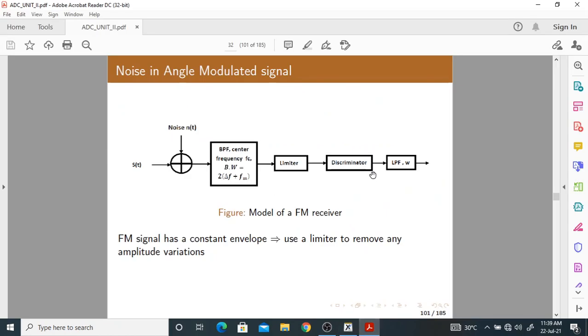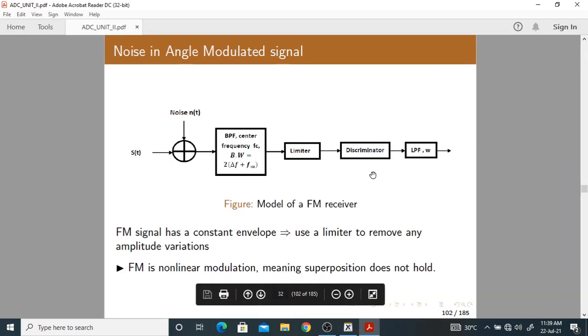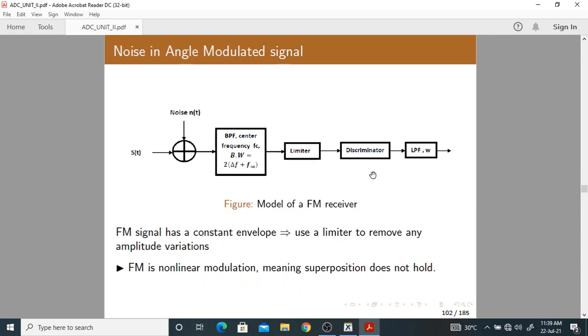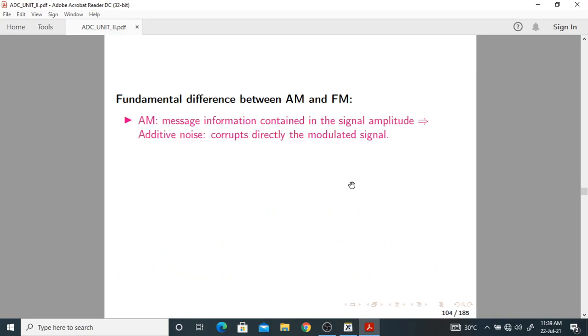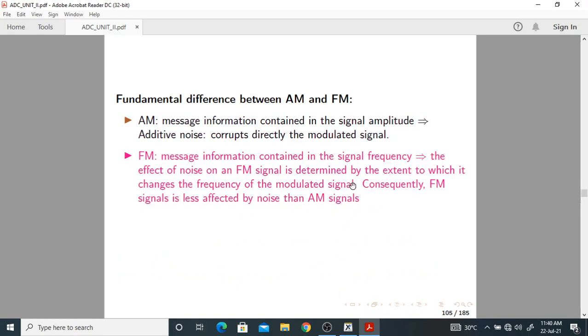Next, FM is non-linear, you know already. Not only FM, PM is also non-linear. If it is non-linear, obviously it does not hold the superposition principle. So what is the fundamental difference between AM and FM? In AM, information lies in the amplitude variations. In FM, information lies in the frequency variations. Let us see what is the effect of noise in AM and FM. It is not the same.